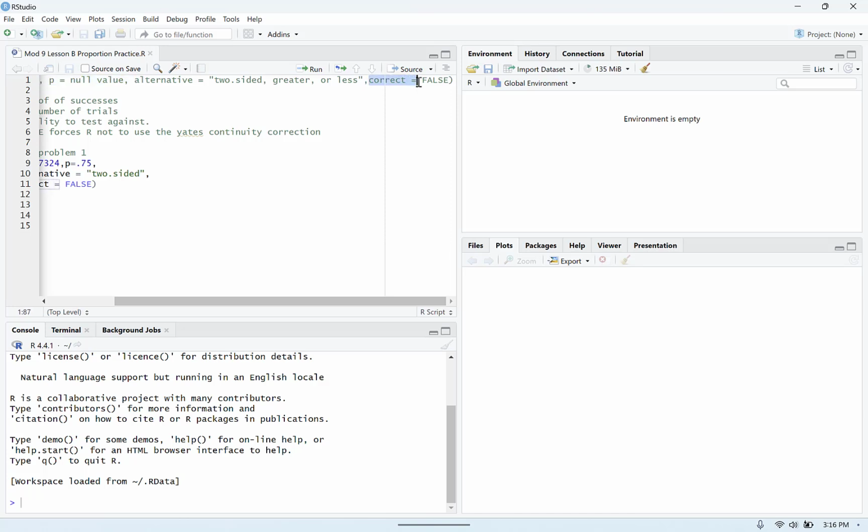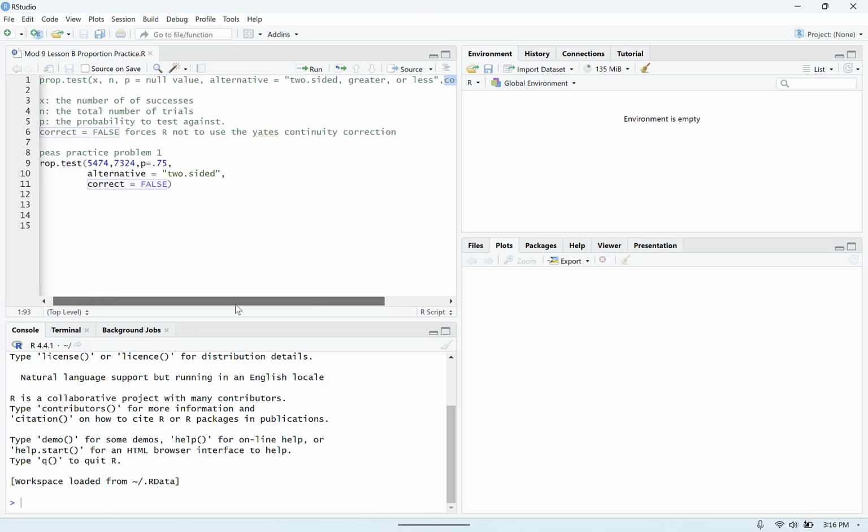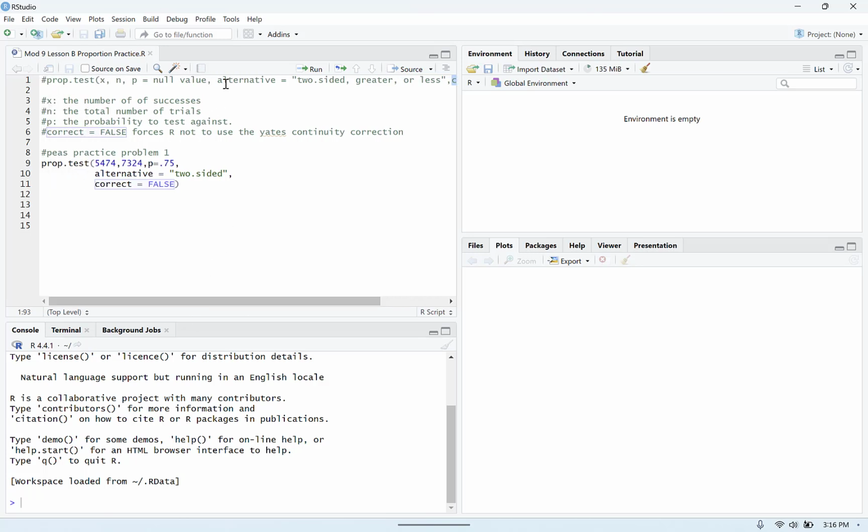And then we do have to include this thing, correct equals false. There is a correction factor that some books and some fields use called the Yates correction factor. We're not using it here, so we're just always going to use correct equals false. It doesn't really matter whether you use it or not. That'll be something you'll find out if you ever do this test in your field.